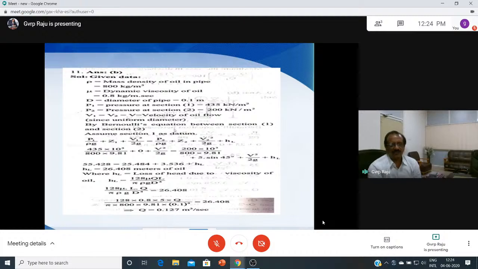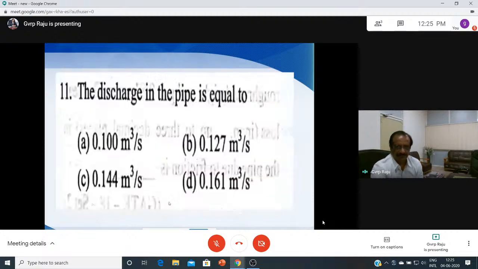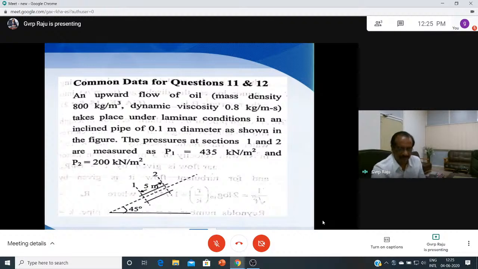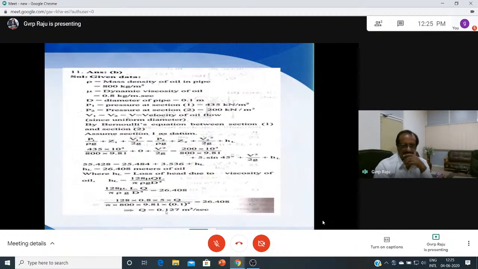The mu value is known, 0.8. L is 5 meters here. Q is not known. Rho is 800, g is 9.81, and the diameter is known, 0.1. So Q is equal to 0.12 meter cube per second.